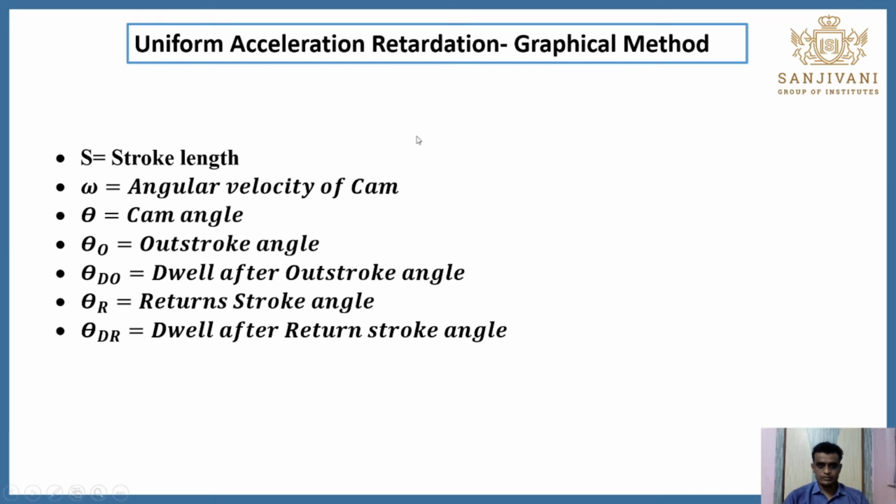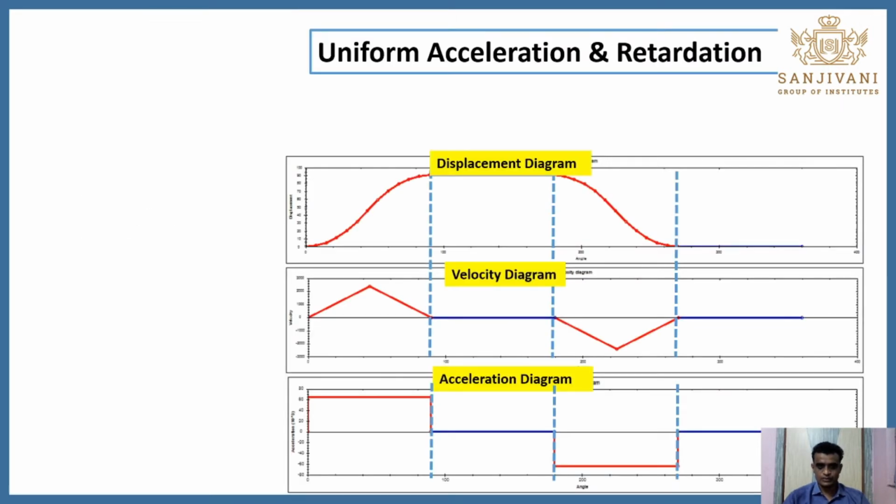Now these are some notations. S is the stroke length, omega is the angular velocity, theta is the cam angle, theta o is the outstroke angle, theta do is the dwell after outstroke, theta r is the return stroke, and theta dr is the dwell after return stroke. This is the displacement diagram, this is the velocity diagram, and this is the acceleration diagram.